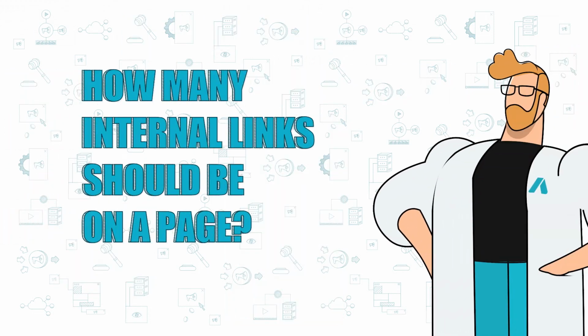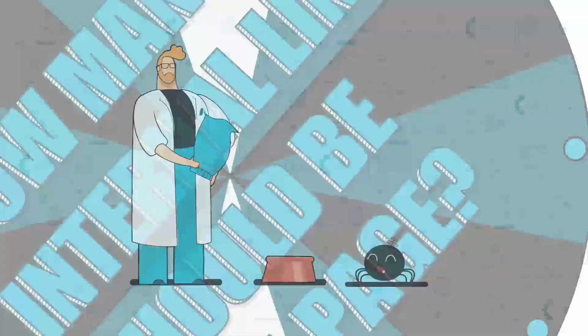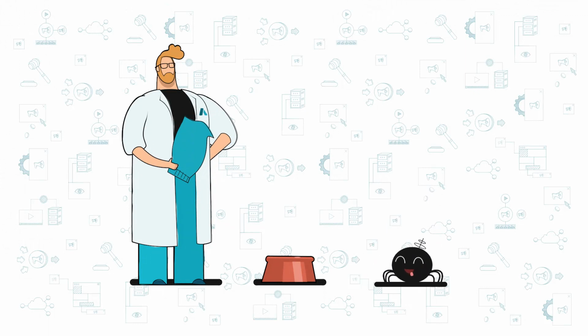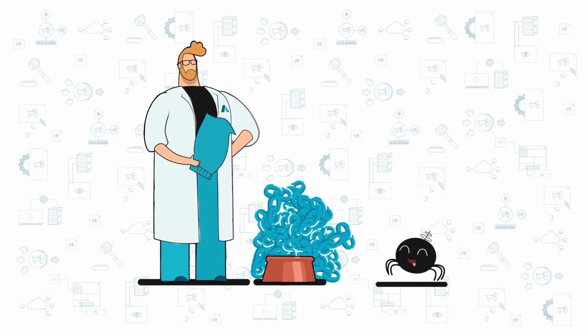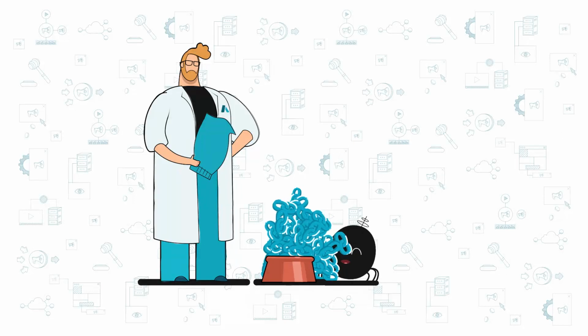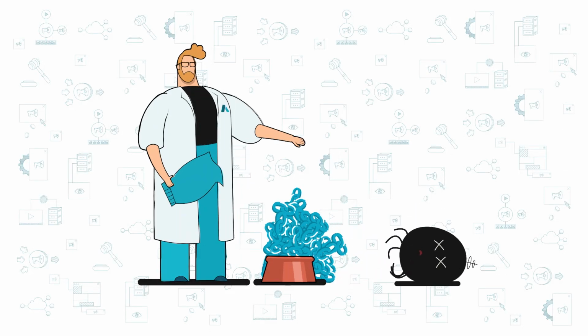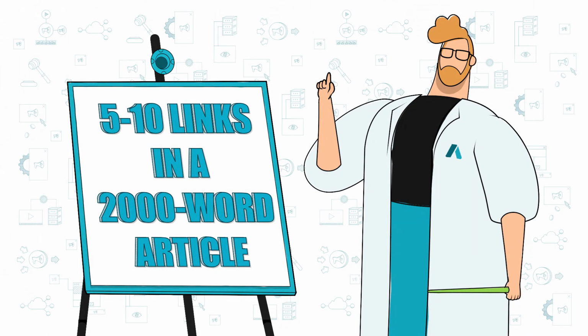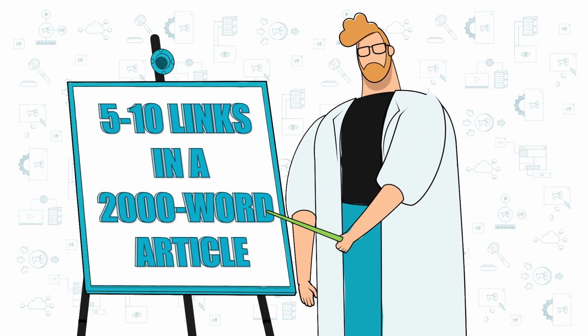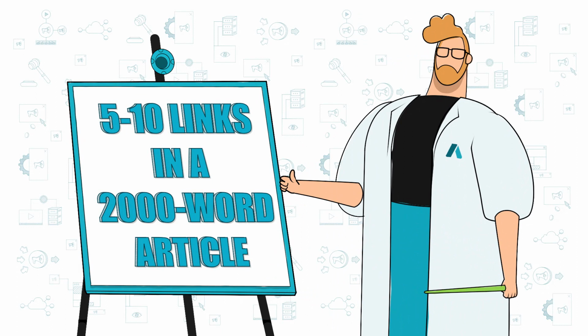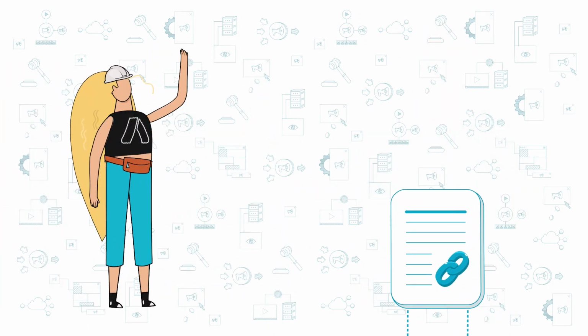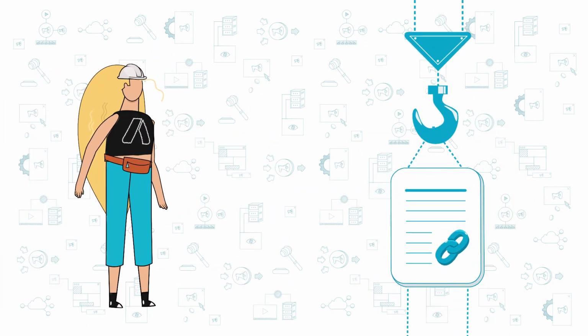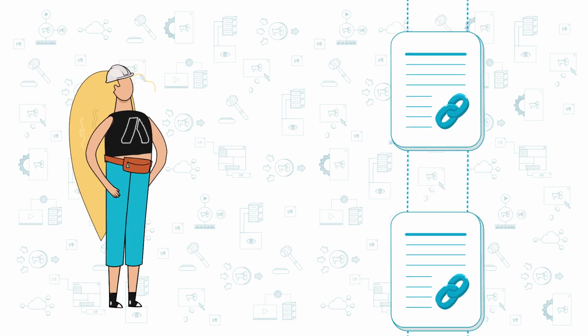How many internal links should be on a page? Search engine crawlers have a limit of 150 links per page. But you shouldn't overstuff your page with internal links, as this can damage your user experience. Internal links should only be added where they're relevant to the context. 5 to 10 links in a 2,000-word article is a good benchmark. It's also important to add internal links to new articles that link to older articles to improve their freshness.